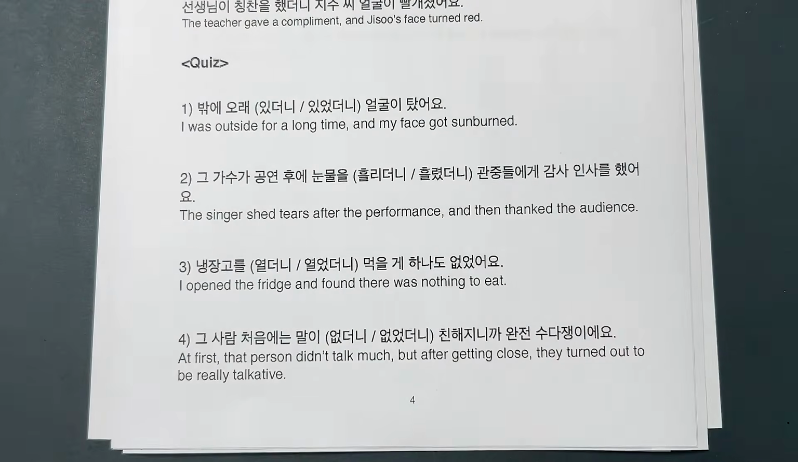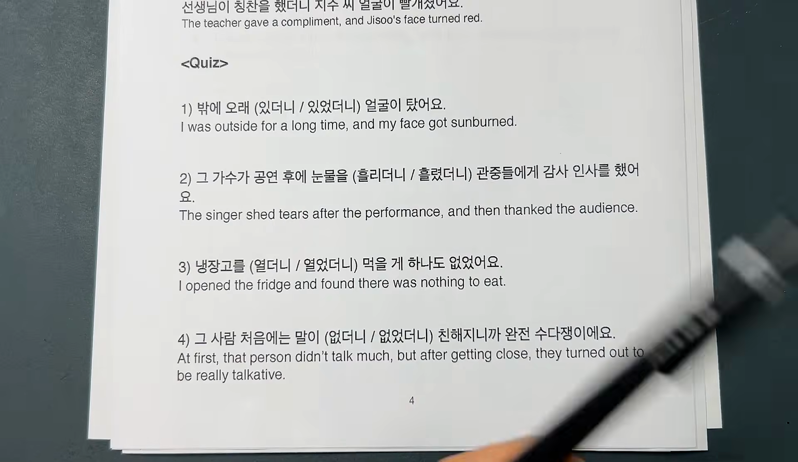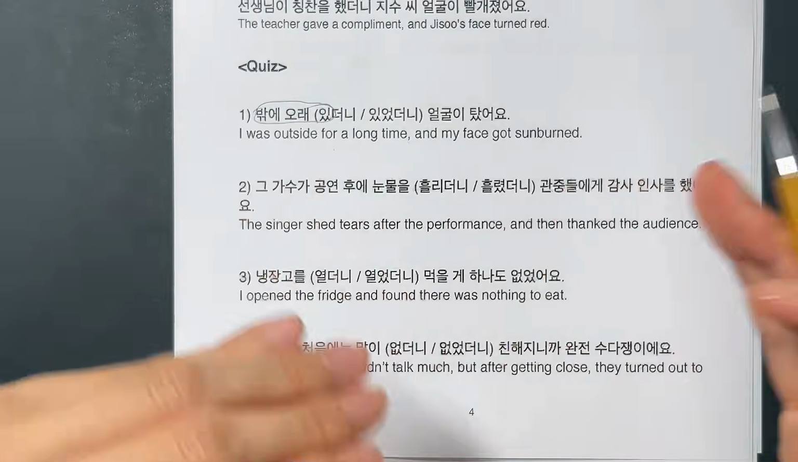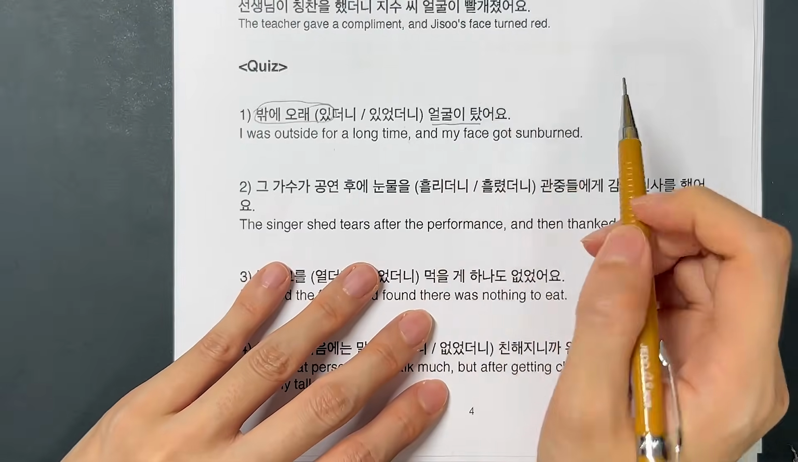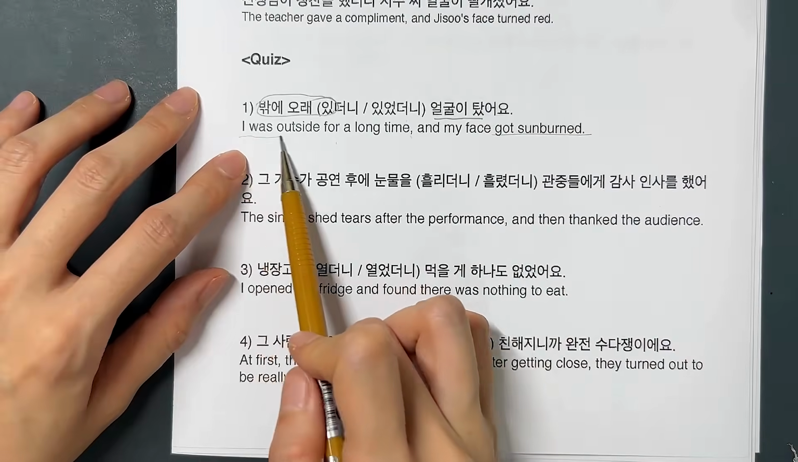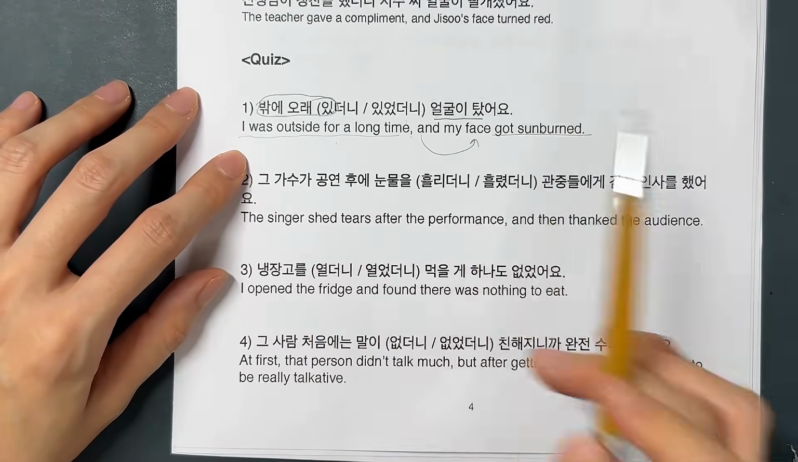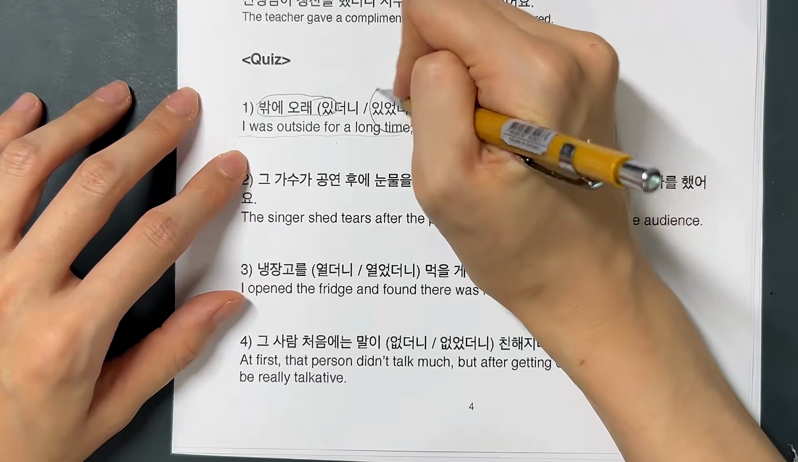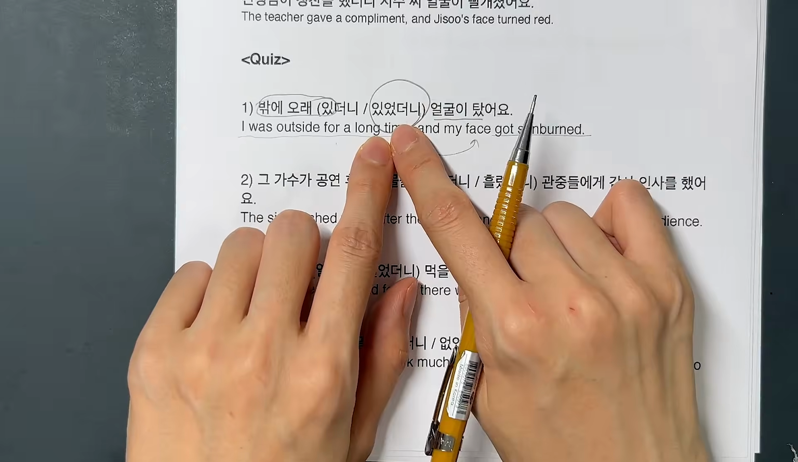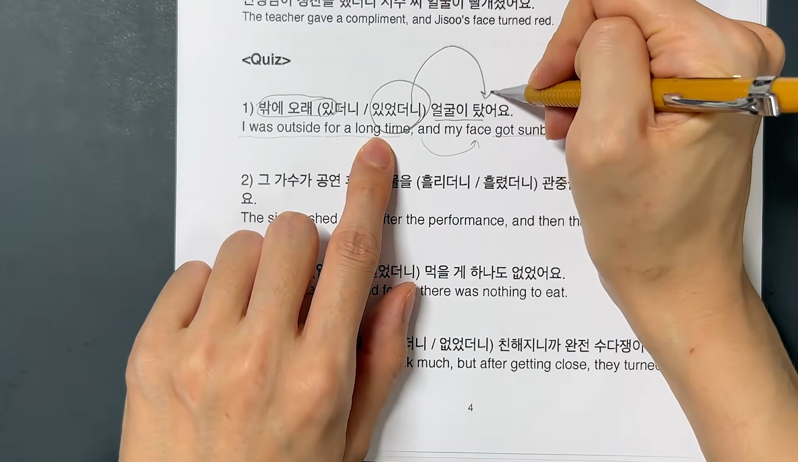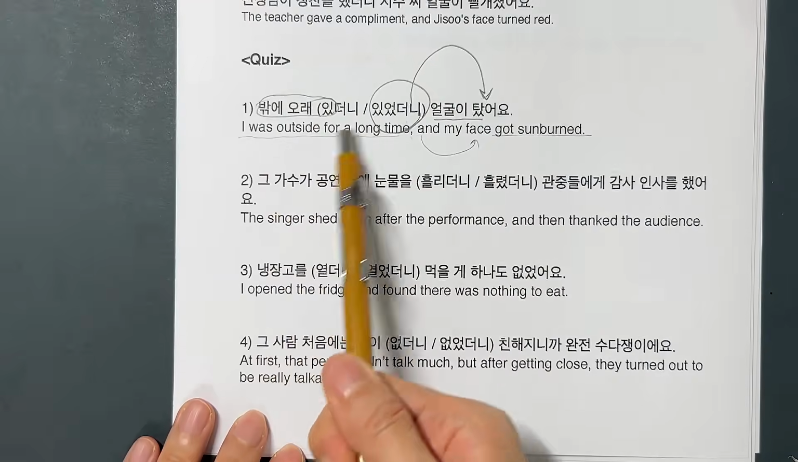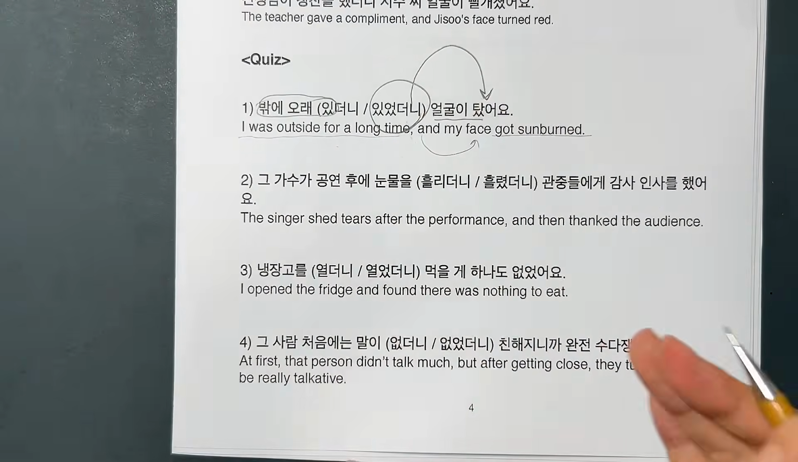All right, so now let's move on to the quiz, guys. Quiz. Select the correct one in the parenthesis. So 밖에 오래 있다, outside for a long time, and 얼굴이 타다 means your face got burned, so it means your face got sunburned. So if you want to express I was outside for a long time and as a result of that my face got sunburned, it would be most natural to use 있었더니, because 았/었더니 is used when you yourself did something and you experienced the result or consequence afterward. So here I was outside, it's your past action, and my face got burned is the result you experienced.